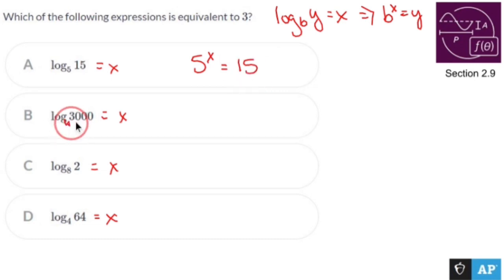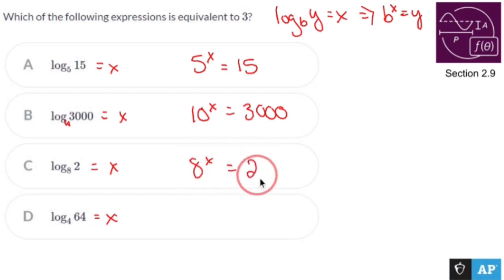You're an invisible 10. So 10 to the x equals 3,000. 8 to the x equals 2. And 4 to the x equals 64. One of these guys has to be 3, so x is 3.